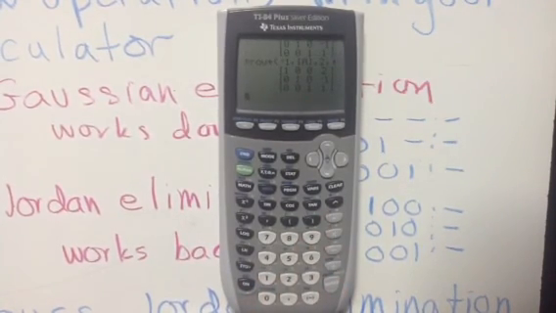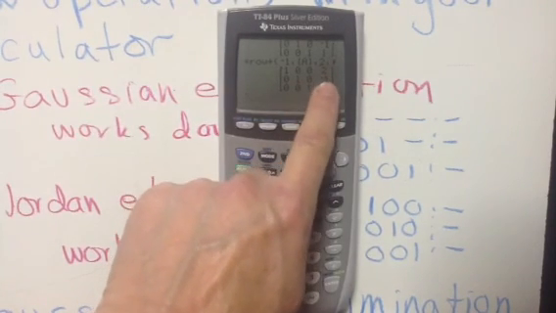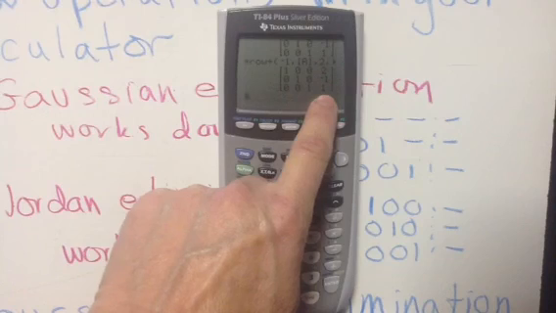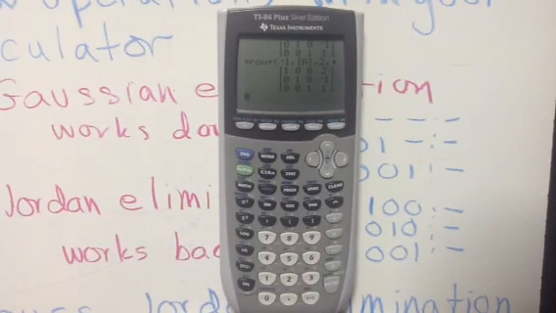Okay, that tells us that the solution for this system is x is 2, y is -1, z is 1. And we're done. That is Gauss-Jordan elimination using row operations with your calculator.